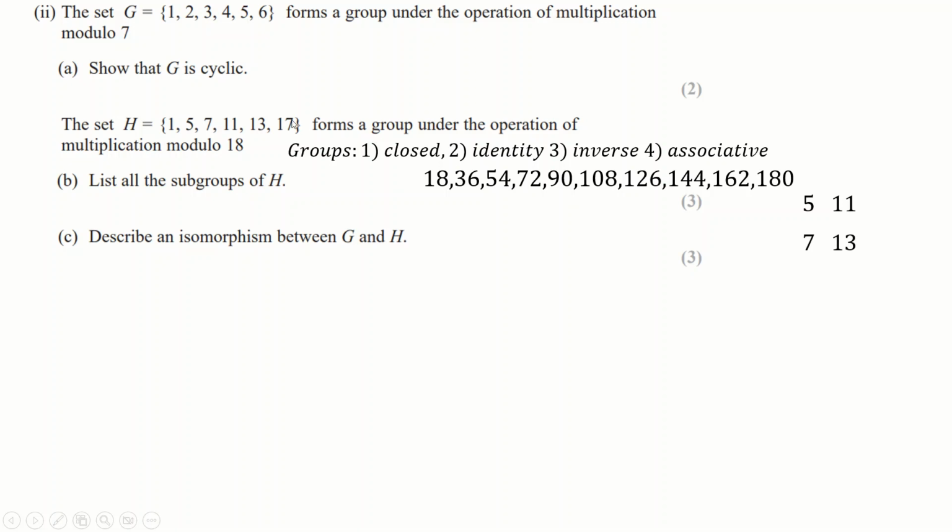And 17, now 17 is minus 1 mod 18. So it's kind of obvious that if you just do 17 times 17, minus 1 times minus 1 is 1, and so 17 is its own inverse.